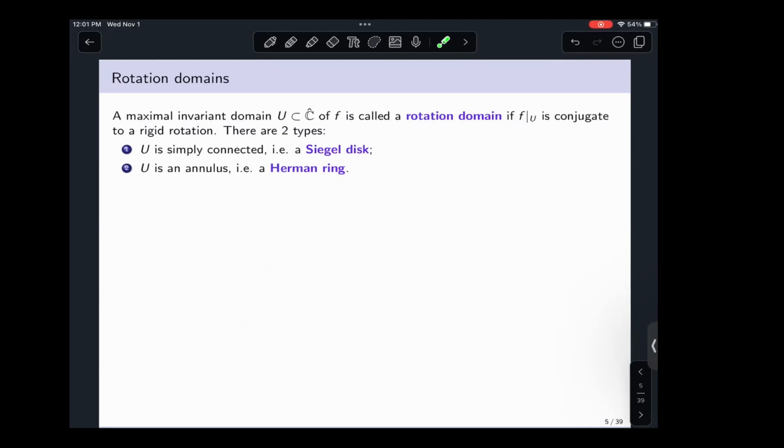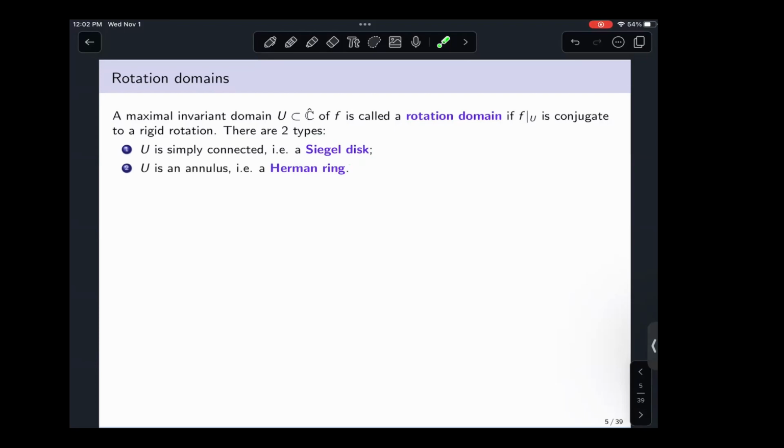And I want to focus on a particular dynamical behavior for rational maps, which is rotational dynamics. So I call a domain U on the Riemann sphere a rotation domain if F is conjugate to a rigid rotation on U. And there are 2 types of rotation domains. It depends on the topology. If it's simply connected, we call this a Siegel disk. This is just a topological disk that is rotated around by F. And then if it's not a disk, then it must be an annulus, and we call this a Herman ring.